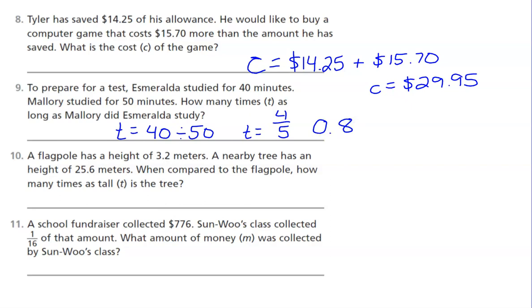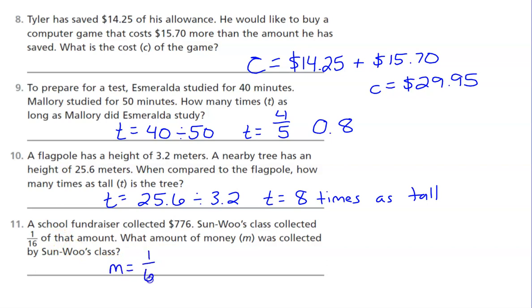Okay, number 10, T equals 25.6 divided by 3.2. So then T would actually equal 8 times as tall. And then down here for number 11, M equals 1/6 times $776. So M would equal $48.50.